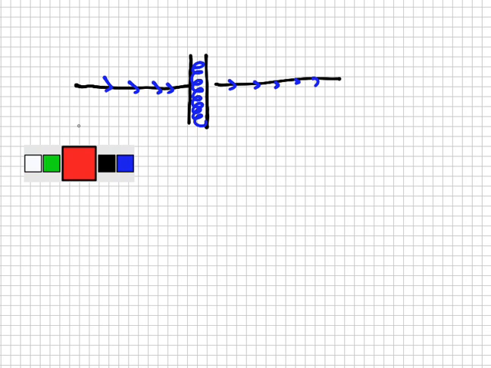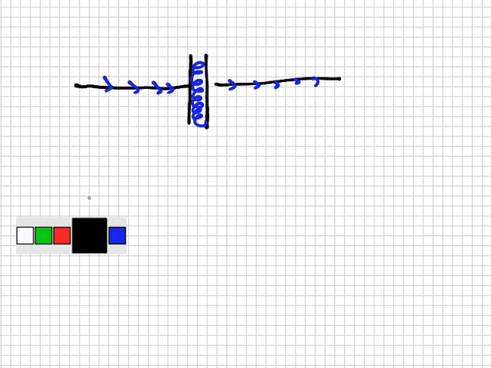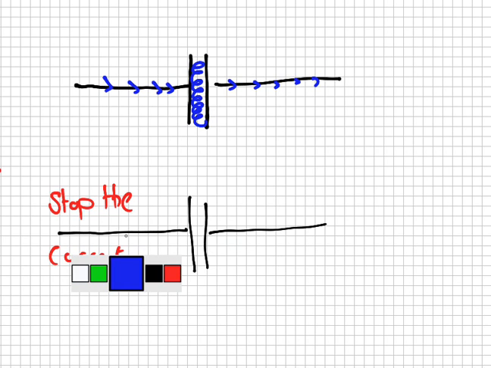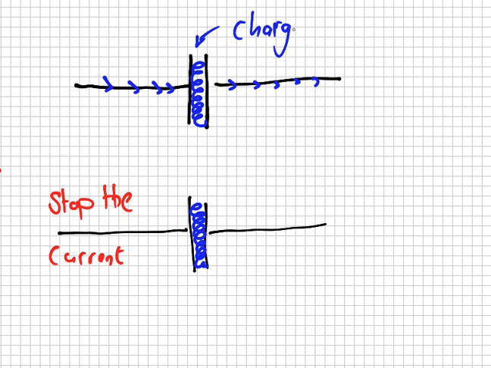And then what happens is, I'll draw this again. If you then stop the current, then what happens is the charge that was in here, so this is a charge that builds up, this charge then comes out.